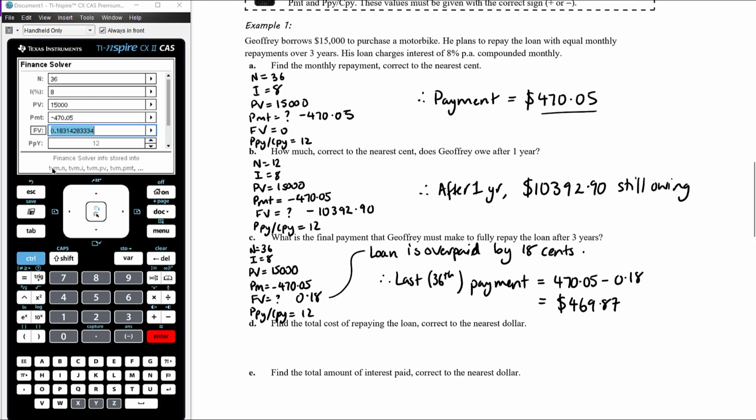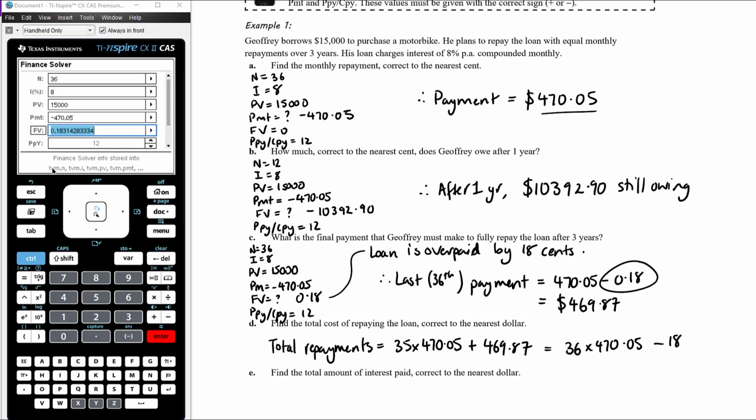Okay, Part D, find the total cost of repaying the loan, correct to the nearest dollar. Okay, so total repayments. We've made 35 payments of $470.05, plus we've made one payment of $469.87. The other way that you can work that out, that's actually the same as doing 36 lots of the regular payment, and then just subtracting your 0.18 that you know that you ended up overpaying. So you can actually do it that way as well. Both of those will give you the same answer.